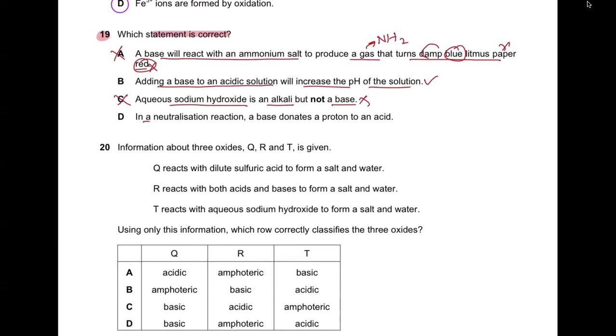In a neutralization reaction, a base donates a proton. No, a base always accepts a proton, so D is wrong. A base donates a hydroxide ion. So B is the correct answer.